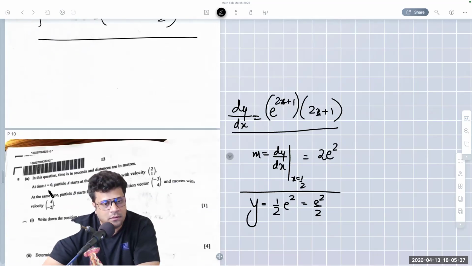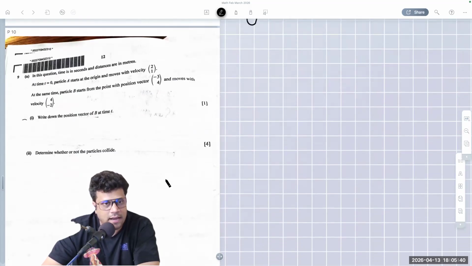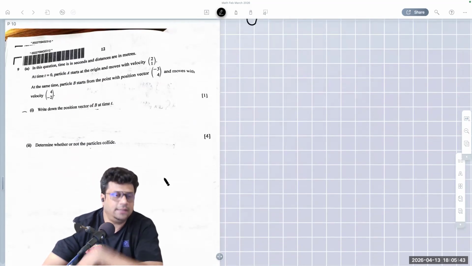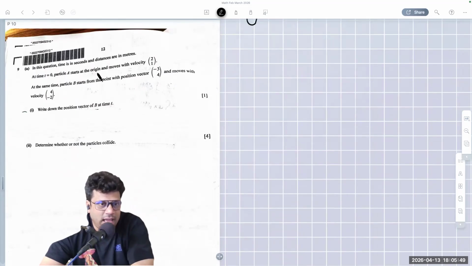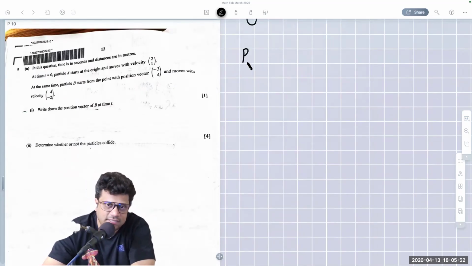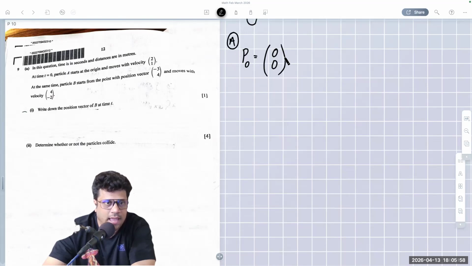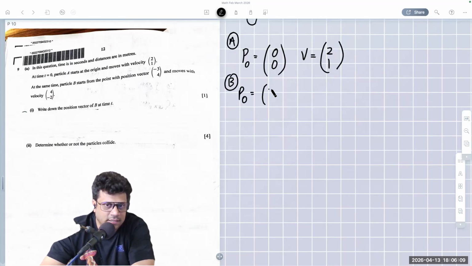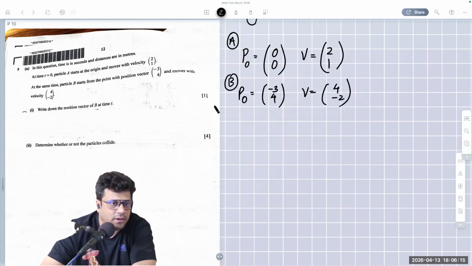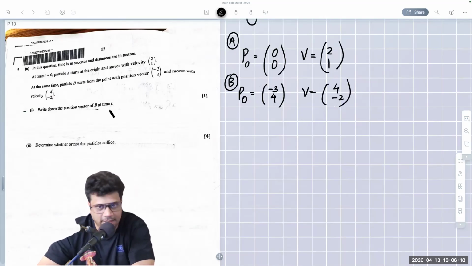Okay, let's look at the vector question, now on the ninth one. In this question, time is in seconds and distances are in meters. A starts at the origin, so you know that the original position for A is (0, 0) and the velocity of it is (2, 1). At the same time, B starts from the point with the position vector (minus 3, 4) and velocity (4, minus 2). Write down the position vector of B at time t.